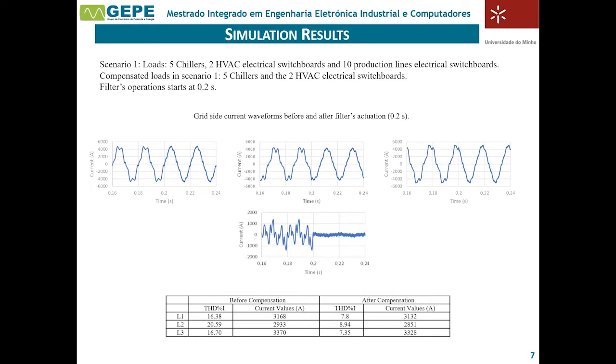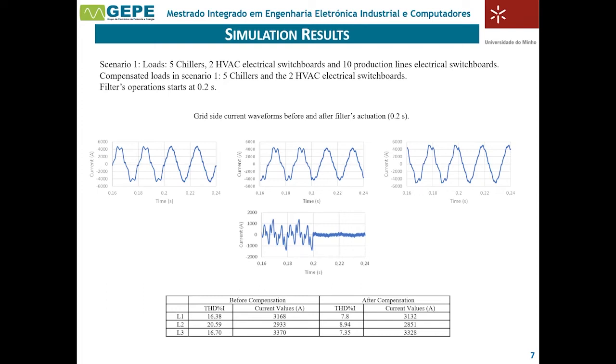In the first scenario, it was considered that the 5 chillers and 12 electrical switchboards are in operation. However, the 5 chillers and the 2 AVAC electrical switchboards are on the load side, and the remaining 10 electrical switchboards are on the grid side. This means that the 5 chillers and the 2 AVAC electrical switchboards are being compensated by the filter, while the remaining 10 electrical switchboards are not being compensated.